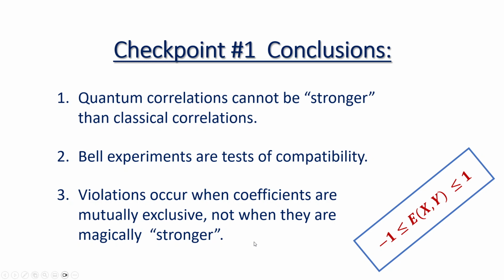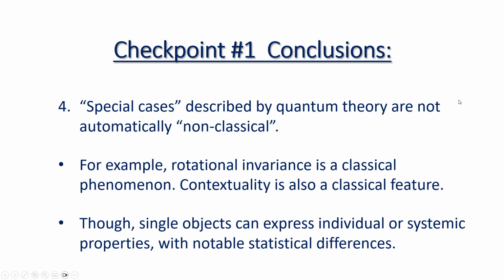With this in mind, let us review what we have just discussed. First of all, it is incorrect to describe quantum correlations as stronger than classical correlations. Bell experiments are tests of compatibility, and violations happen when coefficients are mutually exclusive, not when they are magically stronger. It is not possible to have correlations that are stronger than the modulus of plus or minus 1. Furthermore, it is also not correct to suggest that quantum correlations are stronger in special conditions. Such claims are based on various misconceptions.